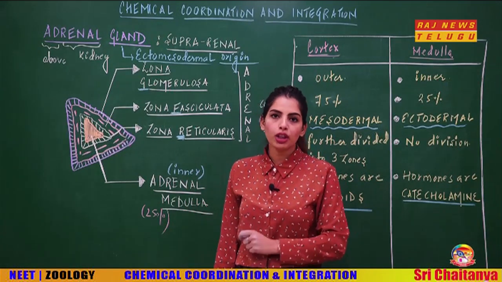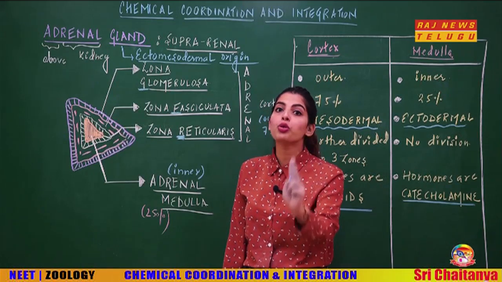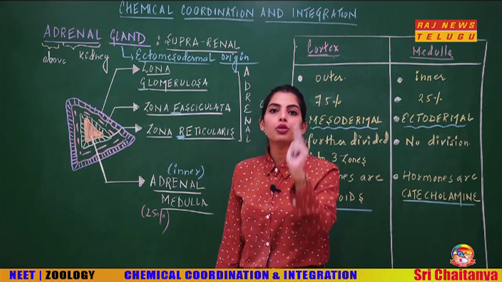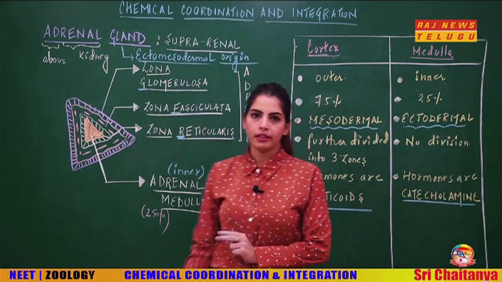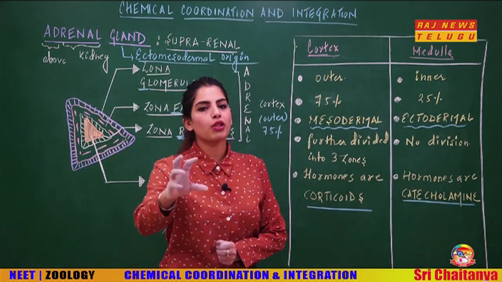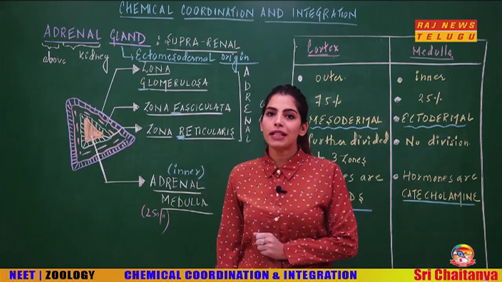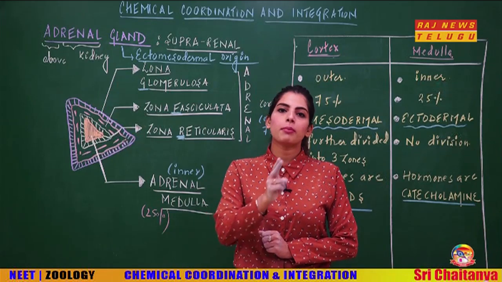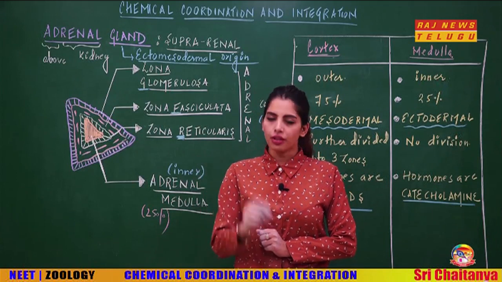Now, talking about the origin, this is the only gland which has a dual origin. What origin is it having? A dual origin. The origin is ectomesodermal. That means some part originates from the ectoderm and some part originates from the mesoderm. So, dual origin, ectomesodermal origin. We are going to see how it has a dual origin.